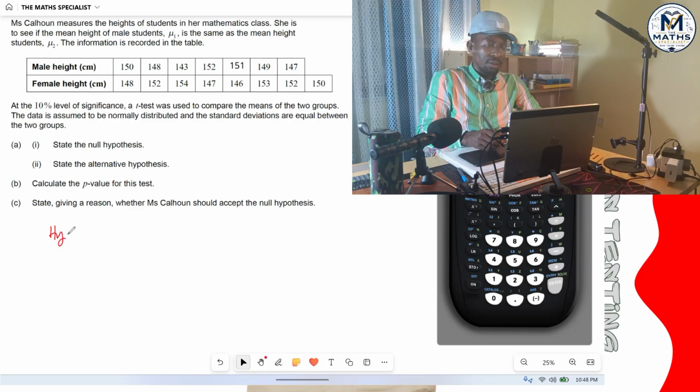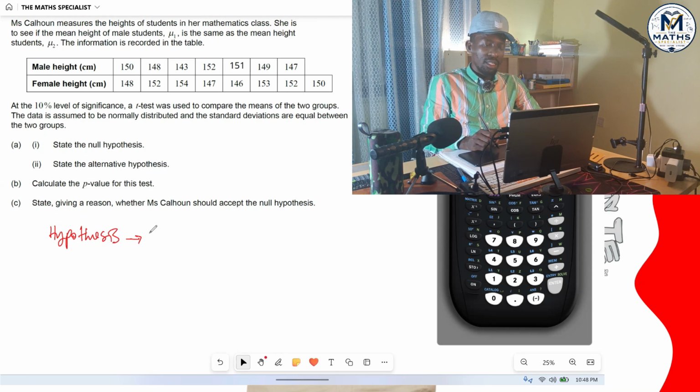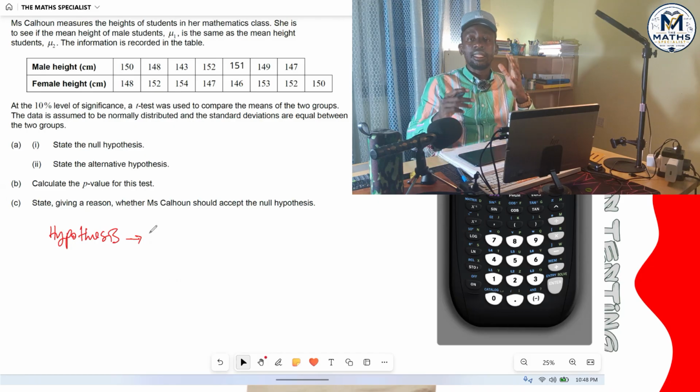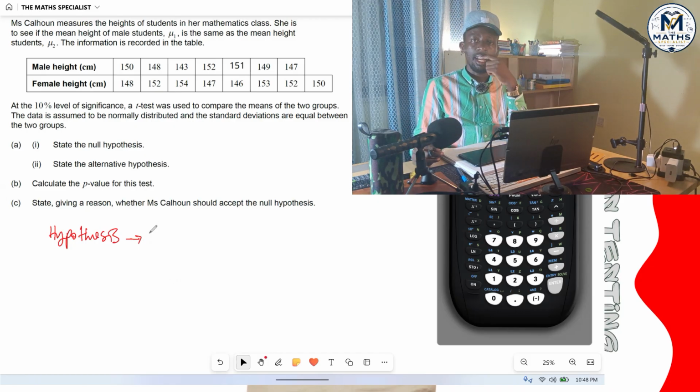So, first, what is a hypothesis? Maybe you are asking. Let us start with the meaning of hypothesis. We are saying this is the assertion. The hypothesis is the assertion and forceful statement that something is true. That is the hypothesis. The hypothesis is the claim, a claim related to something.